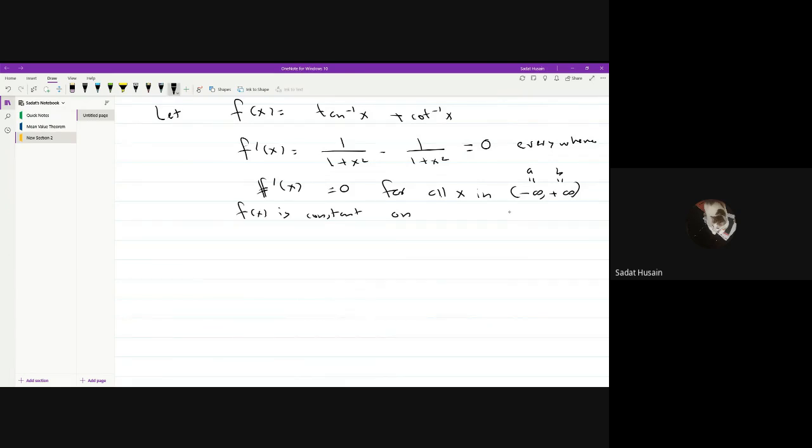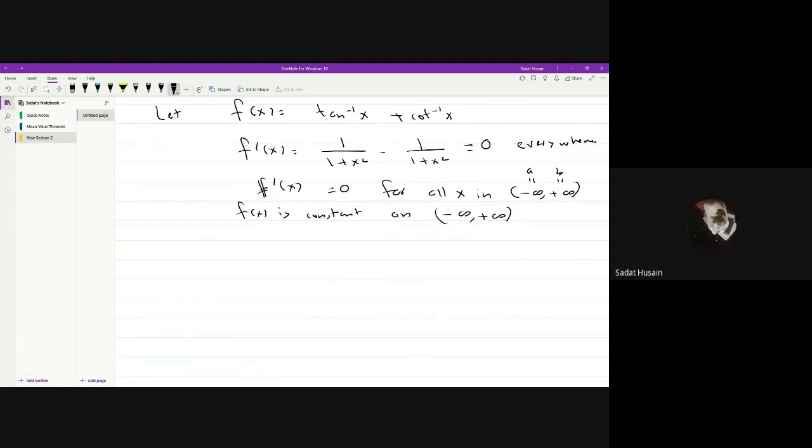Here I have to make a point: you cannot write a closed interval with infinity, so it has to be an open interval. Yes sir.